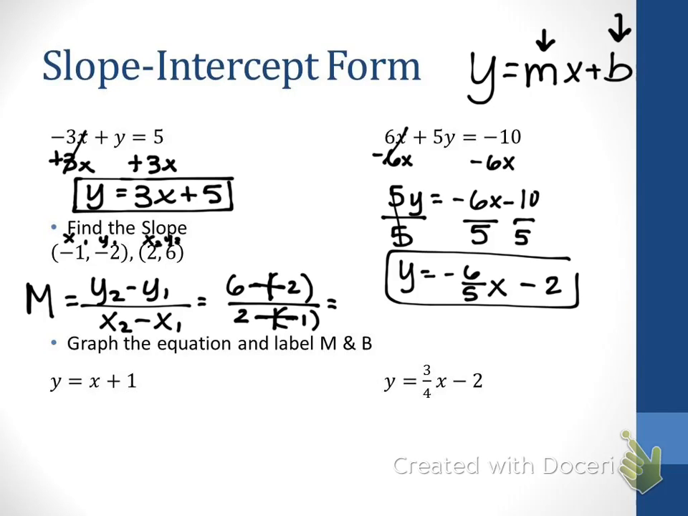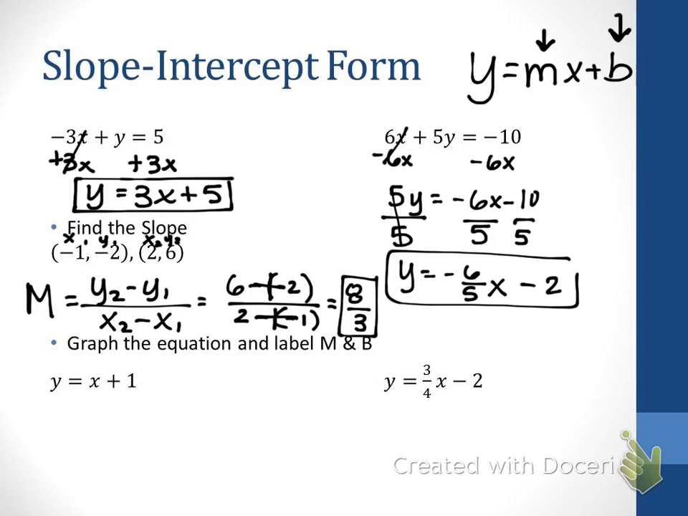6 plus 2 is 8. 2 plus 1 is 3. Here is my m. They don't want me to try to plug it back in any equations. They don't want me to do anything else to it other than just say, here's my slope, 8 over 3. So my rise is 8, so I'd go up 8, and run is 3, so I'd go over towards the positive side, 3. The next two problems that we have are graph the equation and label m and b.